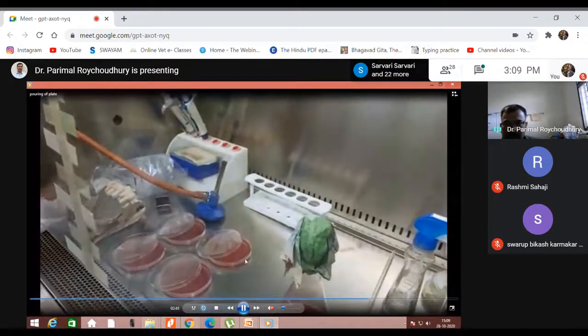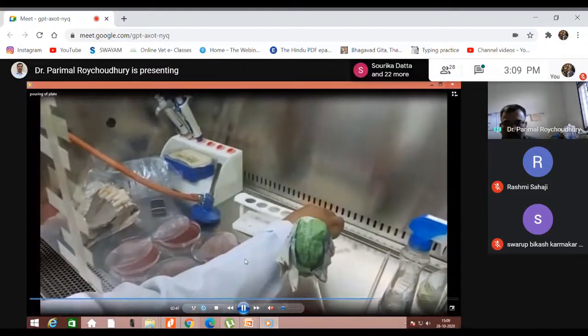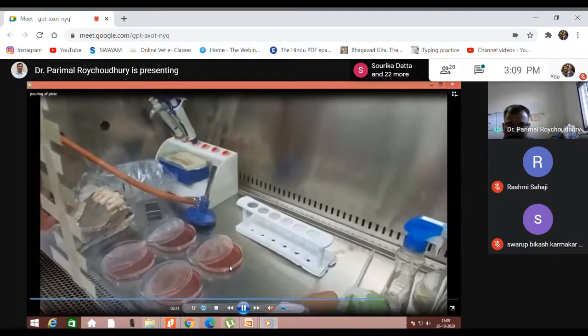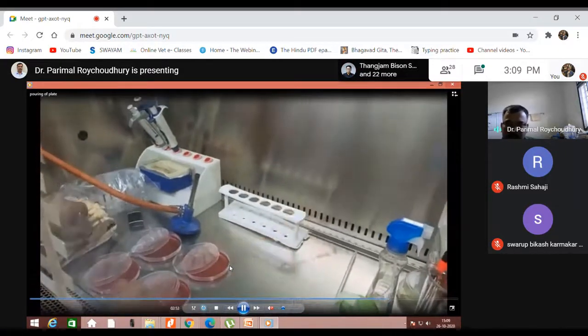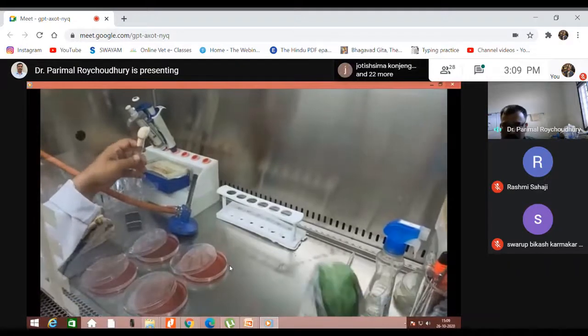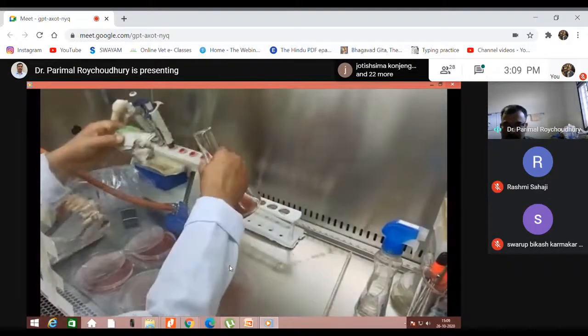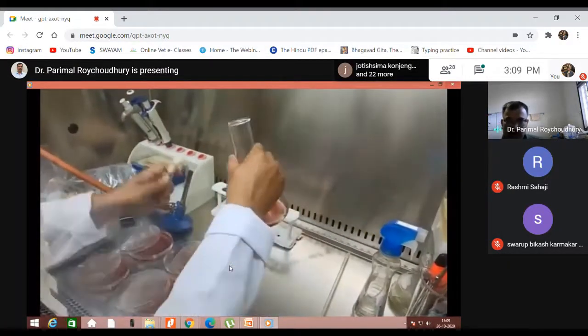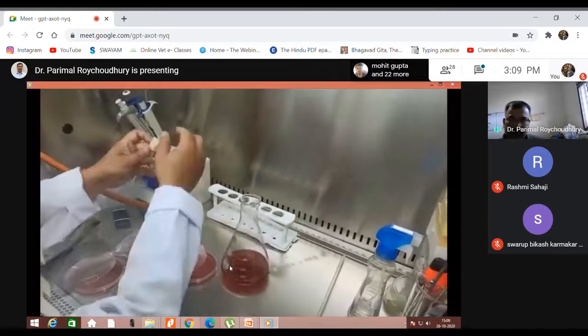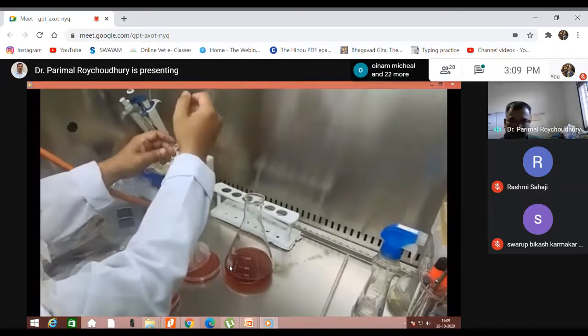Once this plate solidifies, we have to keep it overnight in an inverted position in the incubator, to make sure that all processes are aseptic. Tomorrow, if we do not get any growth of bacteria, then we say that our media is sterile.